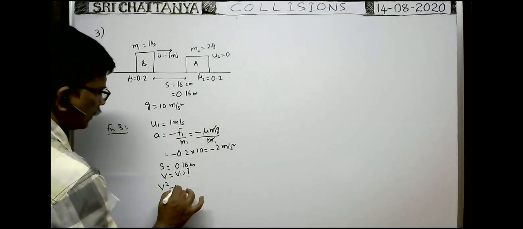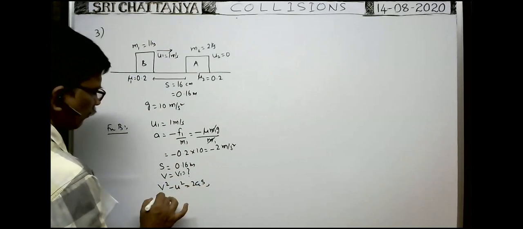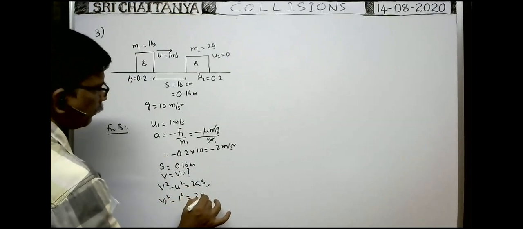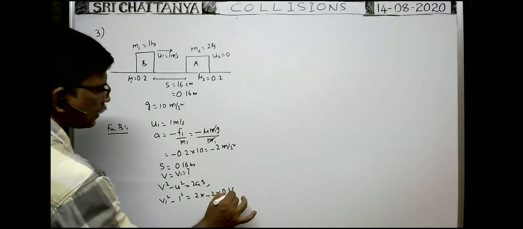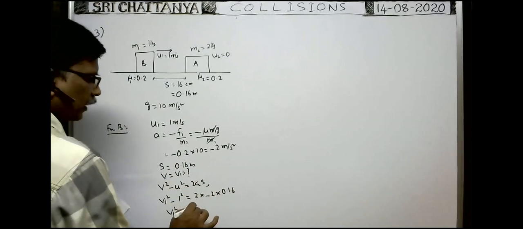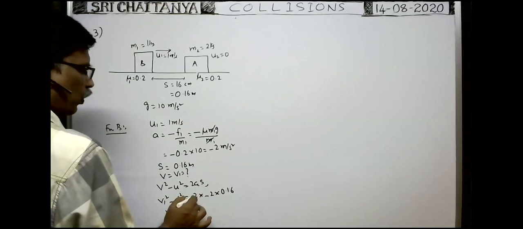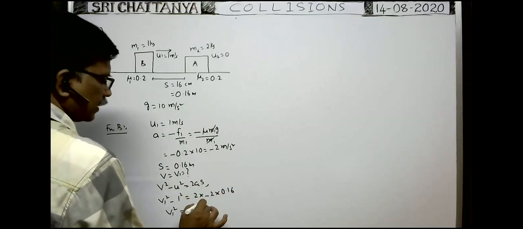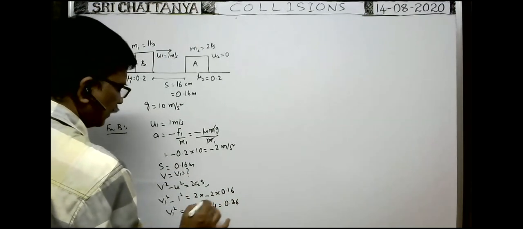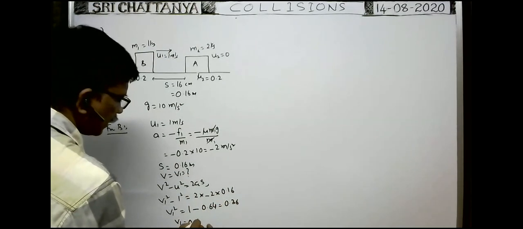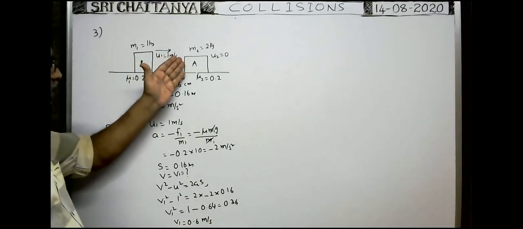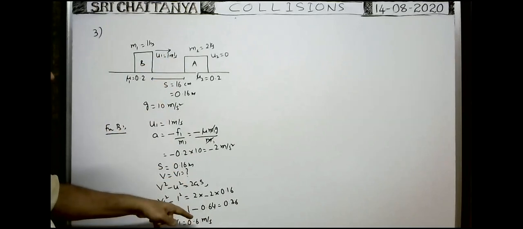From v square minus u square is equal to 2as, we can write now. V square means v1 square, minus u, 1 square, is equal to 2 into a, minus 2, into s, 0.16. Therefore, v1 square is equal to 1 minus 4 into 0.16, that means 0.64, that is equal to 0.36. So v1 is equal to 0.6 meter per second. That means the velocity of the body whenever it reaches block A is 0.6 meter per second.